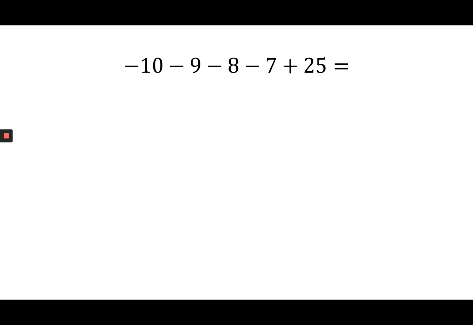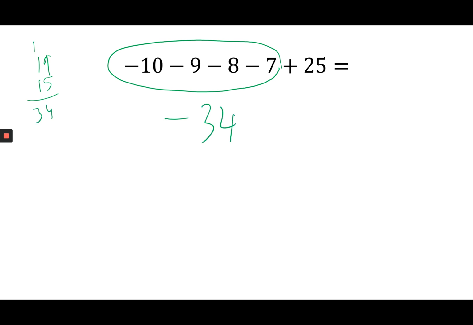This is tricky. I really want you to observe this. All these are negatives. We can put them together. 9 plus 10 plus 9 is 19. 19. 8 plus 7 is 15. 34. So I have negative 34 here. And then plus 25. Negative 34 plus 25. My answer is going to be negative, because absolute value of negative 34 is greater, and their difference is 9. Negative 9 is my answer.